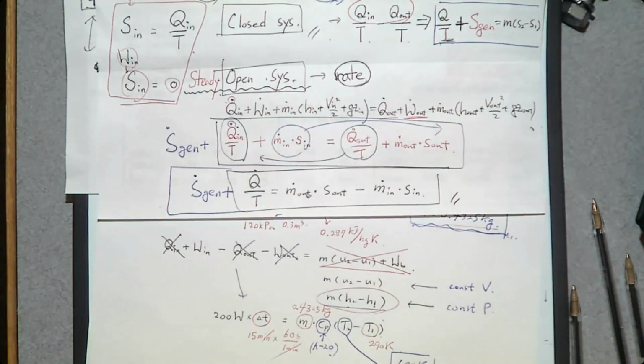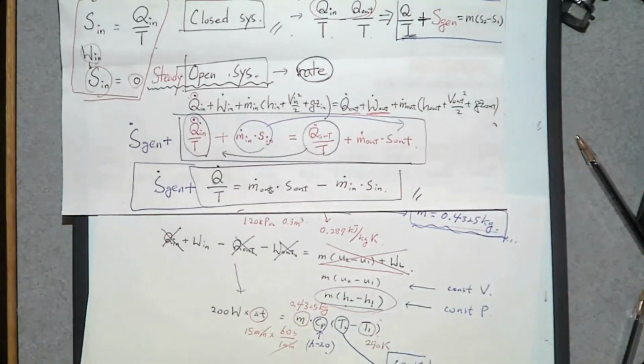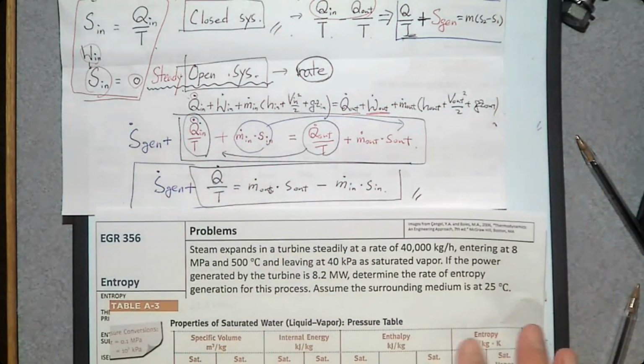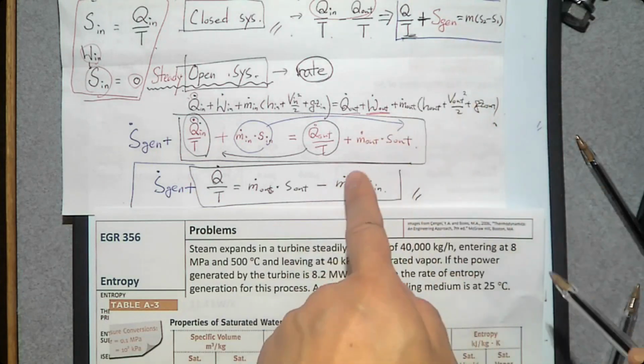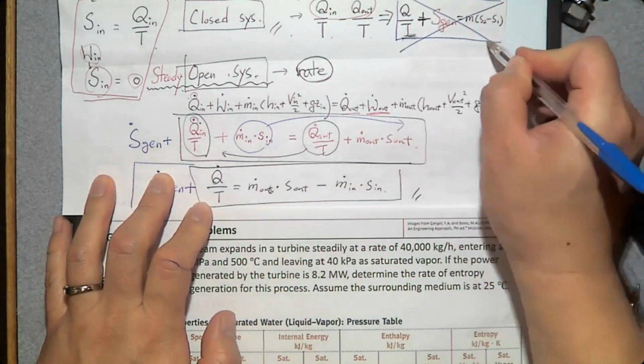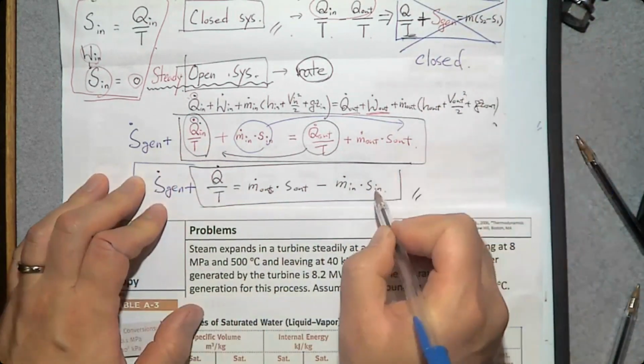So these are the equations, these two equations, and I have a problem we are going to solve together to learn how to use this entropy balance equation. Steam expands in a turbine steadily. So we have a turbine. That means we have an open system because this turbine has an inlet and an exit. So between these two, which equation are we going to use? This one is for a closed system. So we are going to use this equation.